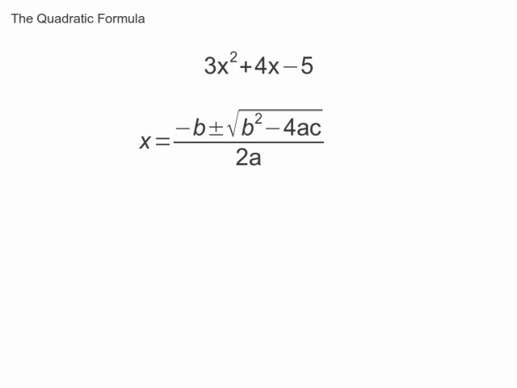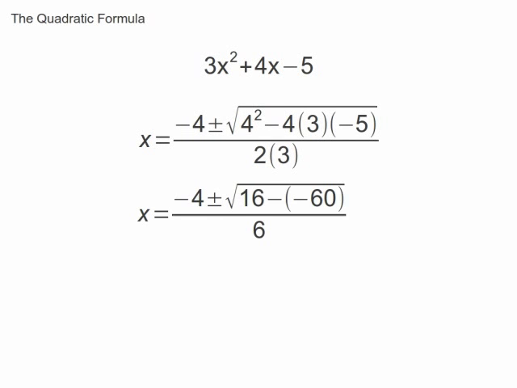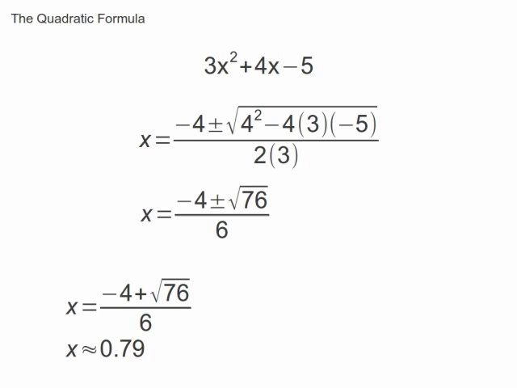The variables in the formula correspond to the coefficients of the standard form. Plug in the numbers and solve. You will have to solve it twice, once for the plus sign and again for the minus sign.